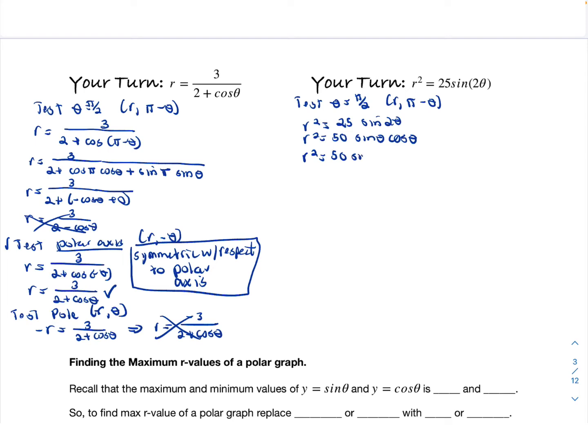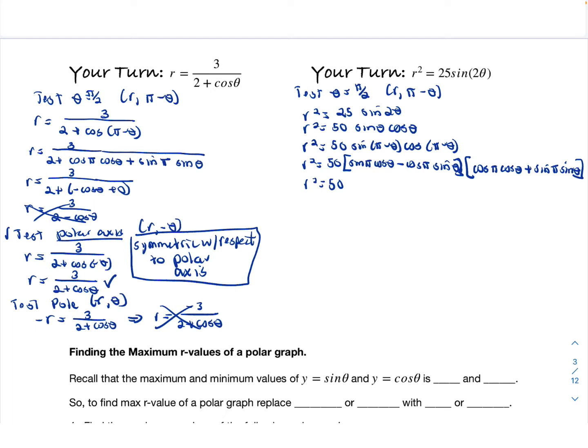Now notice this time we had a double angle formula because we needed to get down to theta that we can substitute in. So I used my double angle formula, simplified it down. So I have to do my difference formula for sine and my difference formula for cosine. Simplifying this down, I get that the first difference formula is equal to sine of theta. The second difference formula is equal to negative cosine of theta. So I end up with r squared is equal to negative 50 sine theta cosine theta, or negative 25 sine of 2 theta, going back to my double angle formula. So that is not equivalent to the original, so it fails this test.